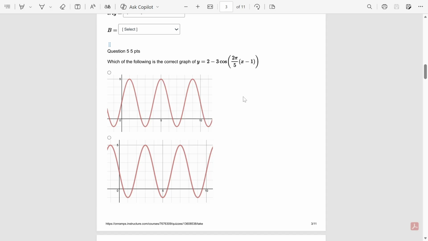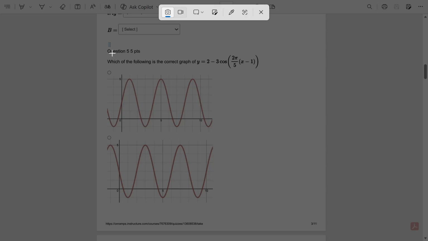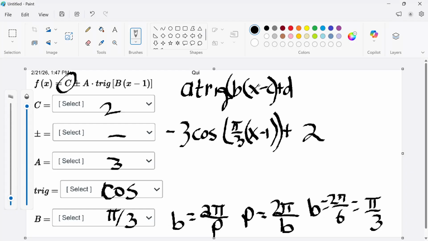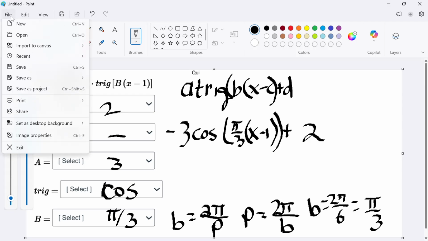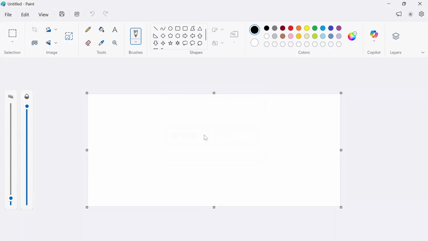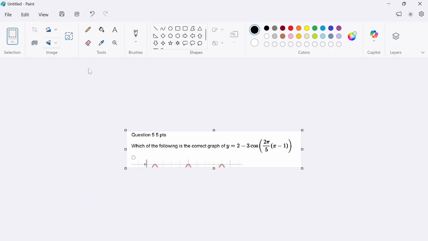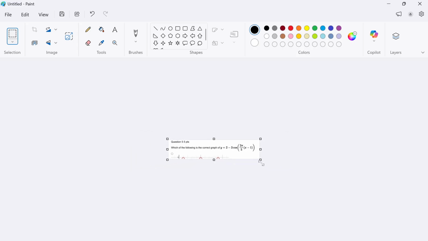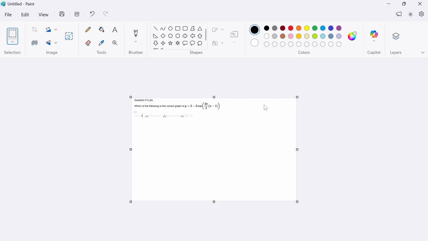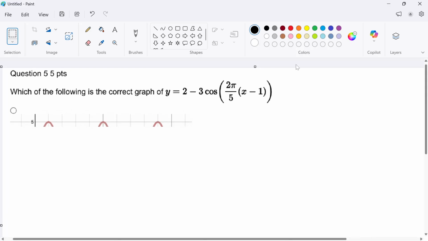Which of the following is a correct graph of y equals 2 minus 3 cosine 2 pi over 5 times x minus 1? So let me look at this first. Sometimes when you're trying to figure out which graph is which, you're going to go by the shift up or down, and then the shift left or right. But let me look here. The shift is up 2, so the midline is 2, and the amplitude is 3.